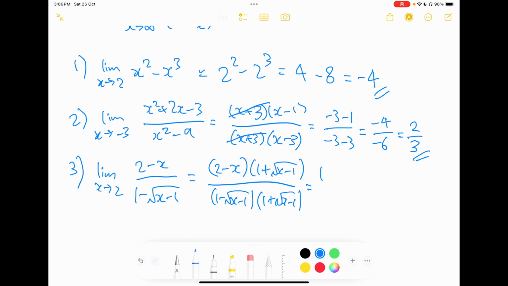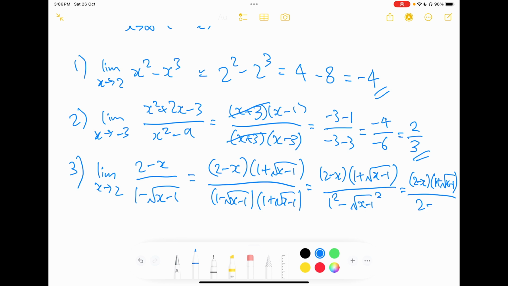And what you'll find is that the denominator simplifies very neatly into 1 squared minus (x - 1) squared, which is equal to 1 minus (x - 1), which is 2 minus x, which cancels out with the top. So what you get is 1 plus square root of x minus 1, and if you substitute in x equals 2, you'll just get 1 plus square root of 2 minus 1, which is equal to 2.